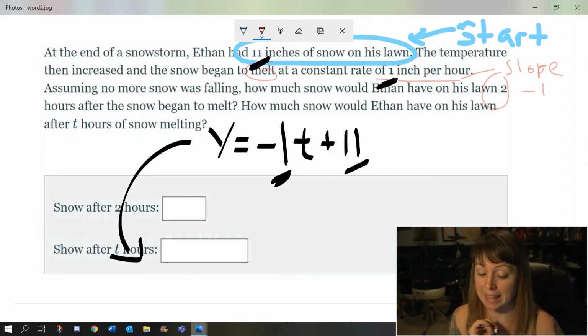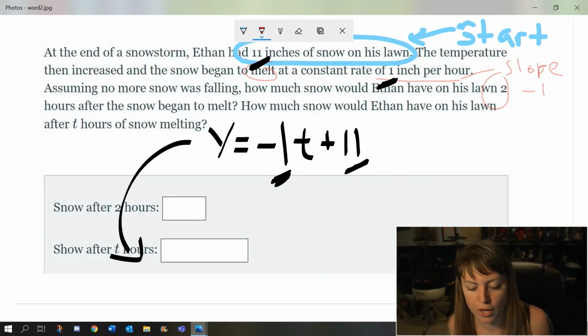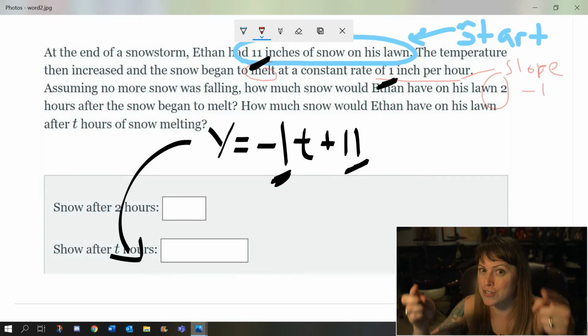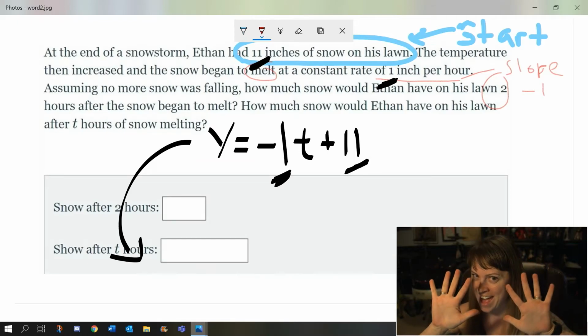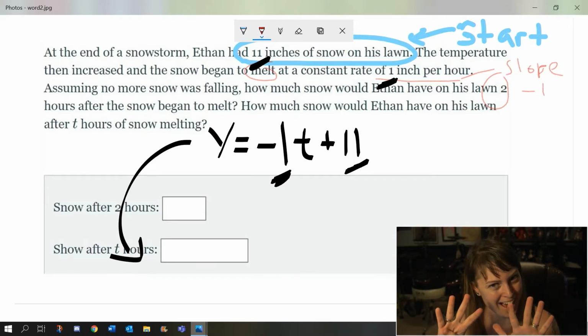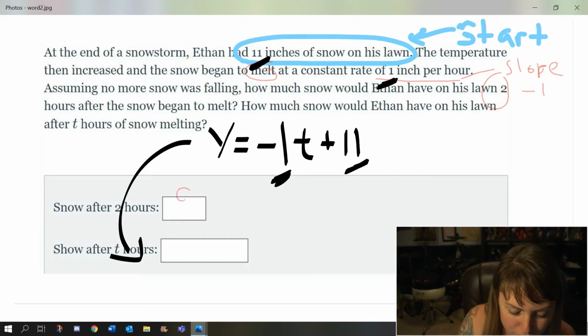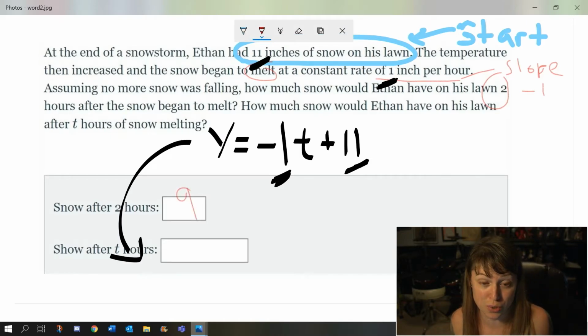If you have 11 inches and 1 inch melts per hour, you start with 11. After 1, you'd have 10. After another hour, you'd have 9. You just subtracted out 2. Okay, so I didn't even do algebra there. I just thought through this. So after 2 hours, you would have 9 inches left. See, they're not so scary.